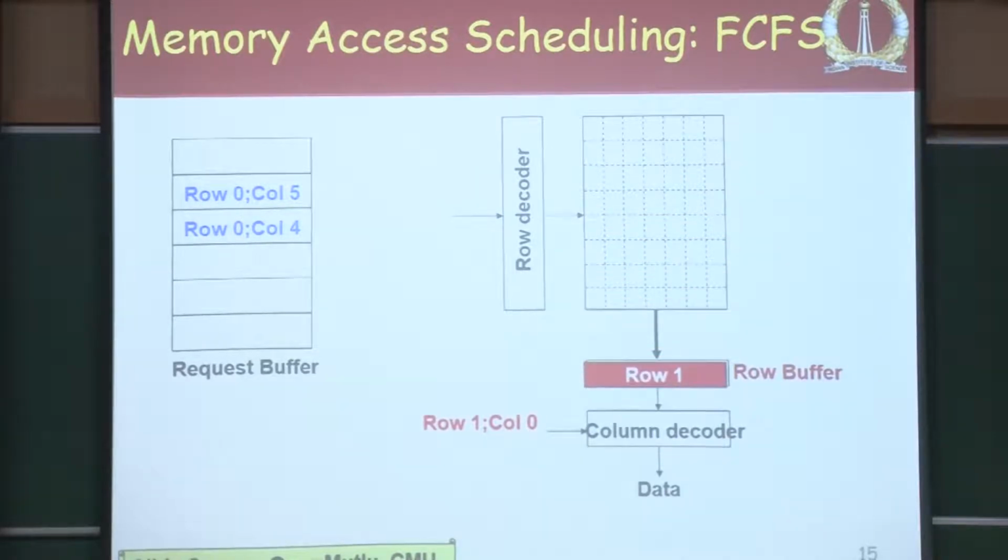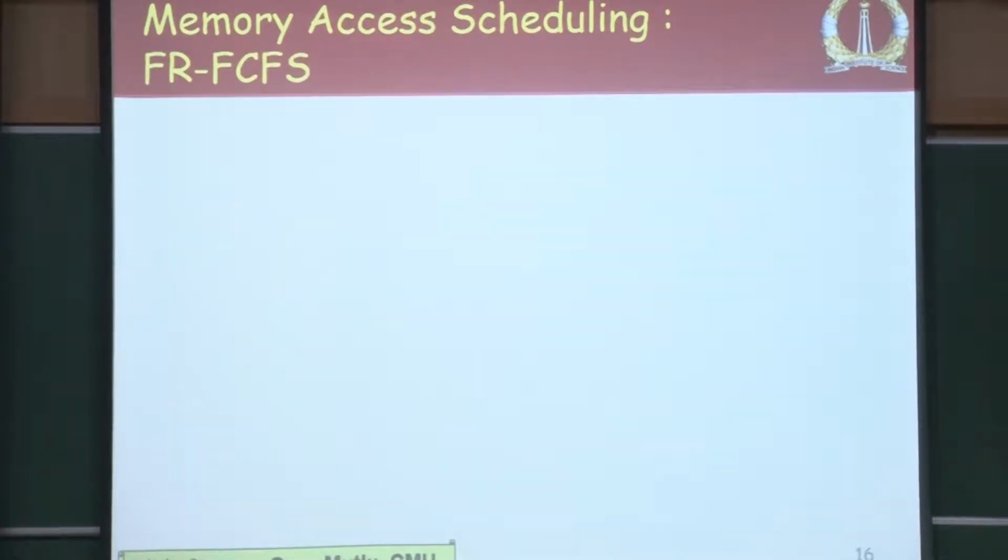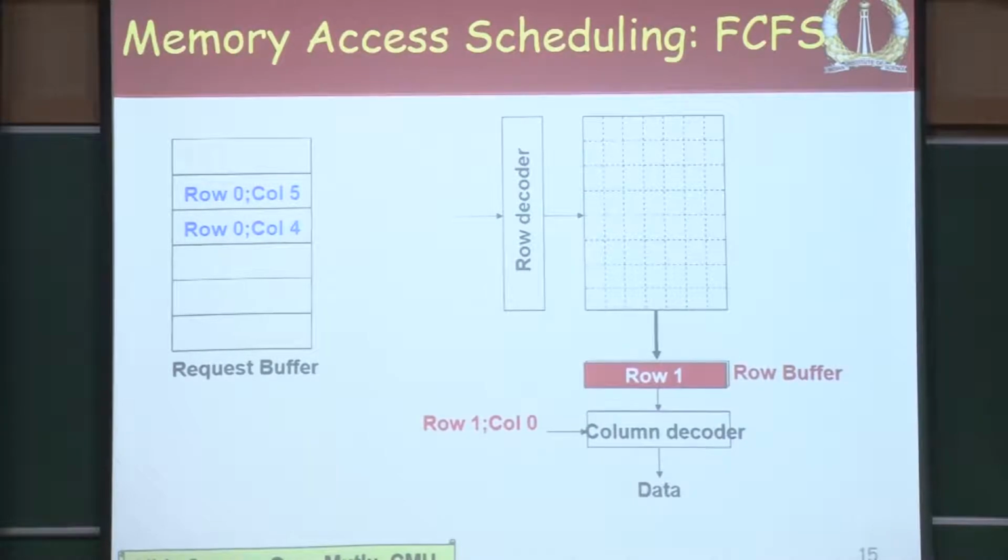and of course, the next one is access. Then again what happens? What is the next access? The next access is to row 0. That means that again I have to do a precharge, activate and then access. So, you already know what it is that we are doing wrong. What are we doing wrong? We are processing the requests in order. That is what is causing the problem.